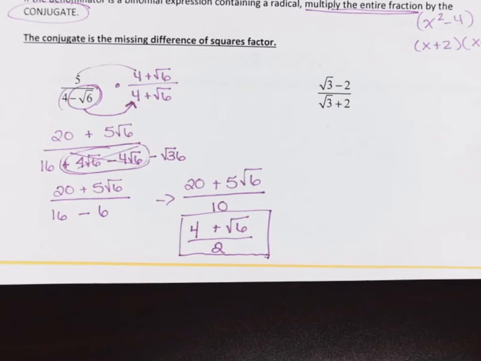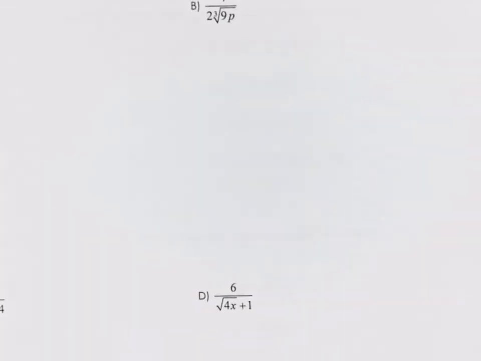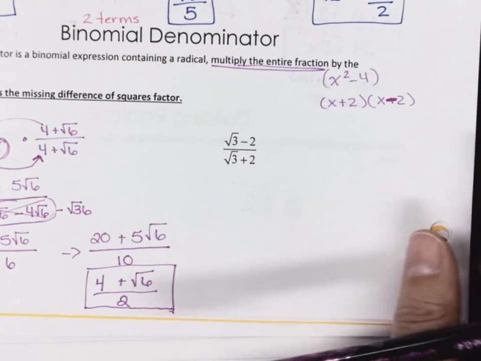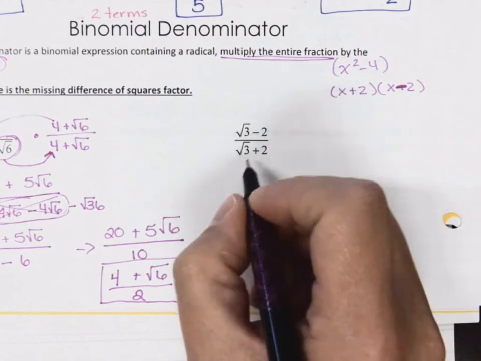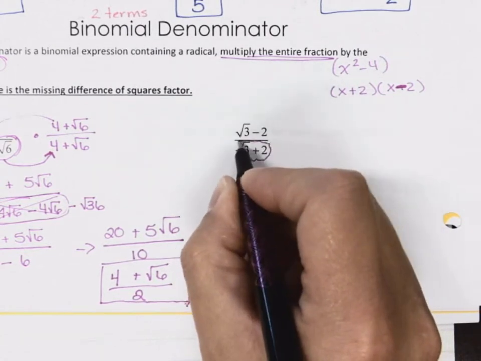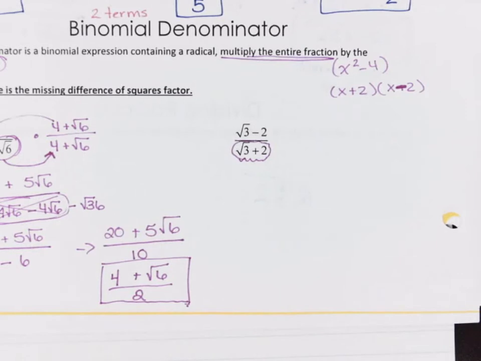Do you guys want to do this one on your own, or do you want to do it together? Together? We'll do one more. I think we got another page of examples, so we'll do a couple on our own. We'll do a couple together. Ooh, I want to show you one for sure, because it's showing up on your test or your quiz. Okay, this one. Remember, we're only looking at the denominator. So what's the missing factor?